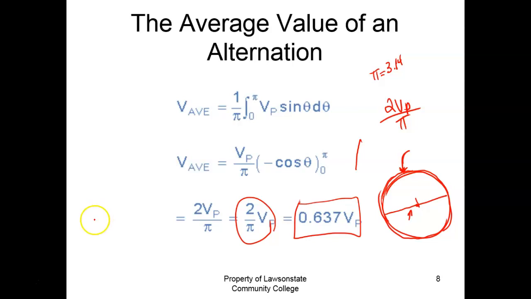So if I came over here, this guy right here gives me 2V peak over pi. This right here gives me a 0. What would be the average of a 2V peak over pi and a 0?